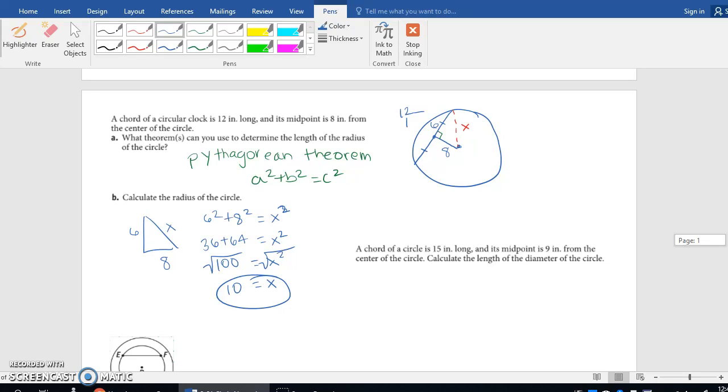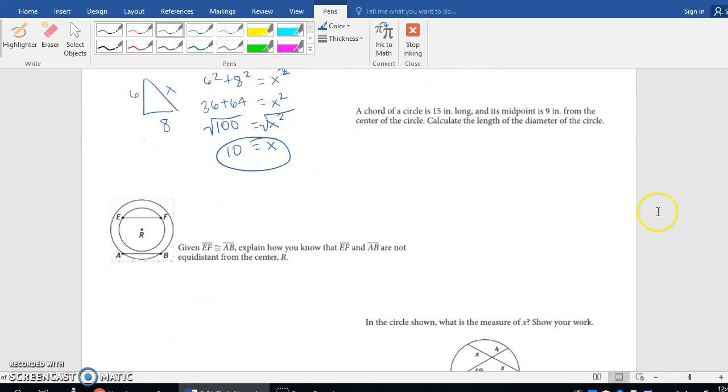Alright, next problem. A chord of a circle is 15 inches long, and its midpoint is 9 inches from the center of the circle. Again, I'm going to first draw. A chord is 15 inches long. The whole thing is 15. And the midpoint is 9 inches from the center of the circle. Calculate the length of the diameter.